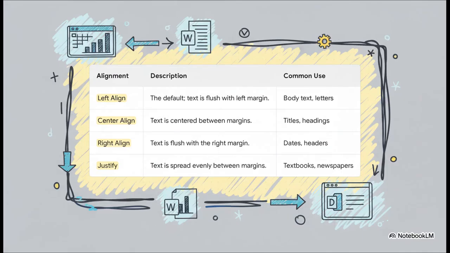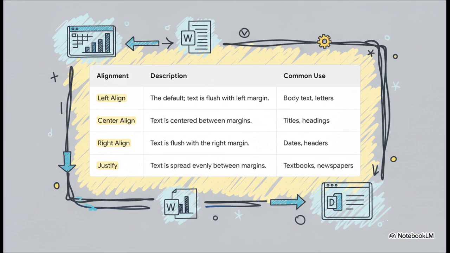When it comes to looking professional, it's often the small details that make the biggest impact. Take paragraph alignment. Left align is your go-to for most of your text. It's easy to read. Center alignment makes your titles and headings pop. Right align is perfect for things like dates in a header.